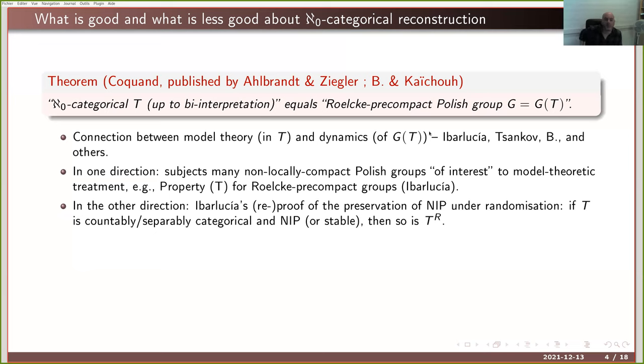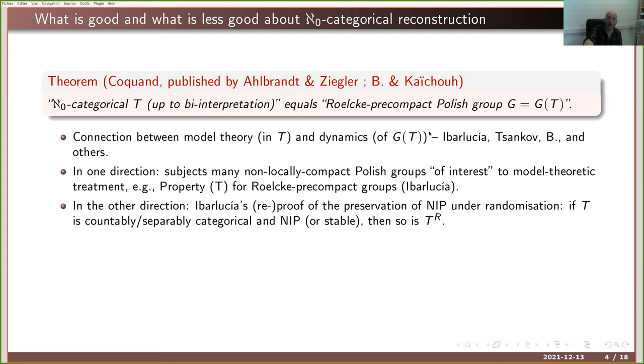In the other direction, well, again, Ibarlucía actually reproved this annoying theorem, whose proof annoyed many people, that NIP is preserved under Keisler randomization. Not very important if you don't know what it is. The point is that basically he translates it to a question about dynamics in that group and then shows that randomization preserves those dynamical properties and then goes back. So it's a beautiful argument, very different from the proof of the main theorem.